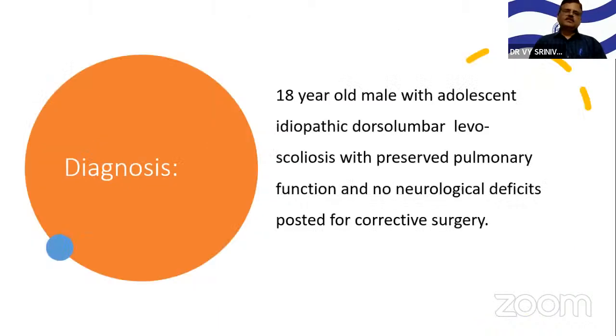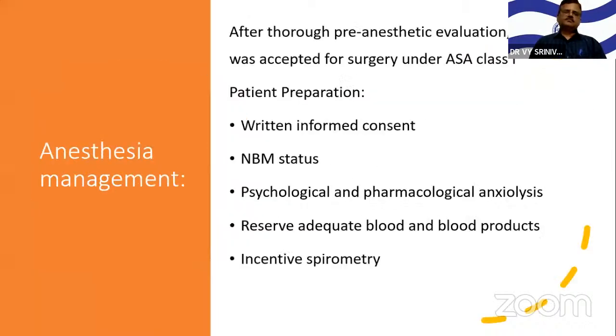How do you prepare this patient for anesthesia? So after a thorough pre-anesthetic evaluation, the patient was accepted for surgery under American Society of Anesthesiologists Class 1. Why is it ASA Class 1? So he's a healthy adult with no comorbidities, with preserved respiratory function and no neurological deficits, with no history of substance abuse.